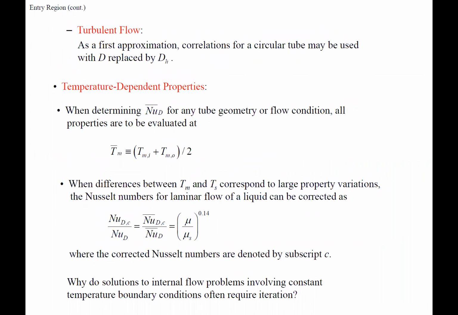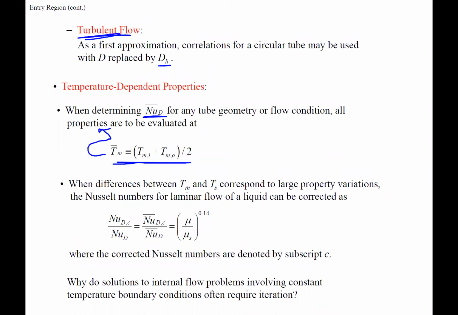Turbulent flow, we can just use the hydrodynamic diameter as our first approximation. One other thing to be aware of is where we get our property values from. For the average Nusselt number, we're going to be looking at the mean temperature of the tube. So we take the inlet and outlet, divide by 2 to get our average, and then use that to get our properties.